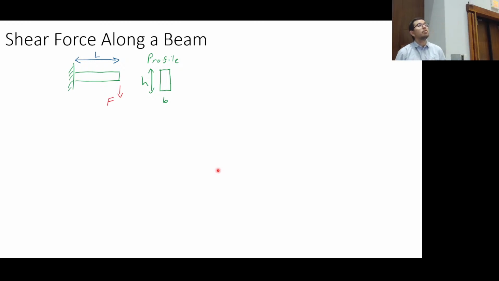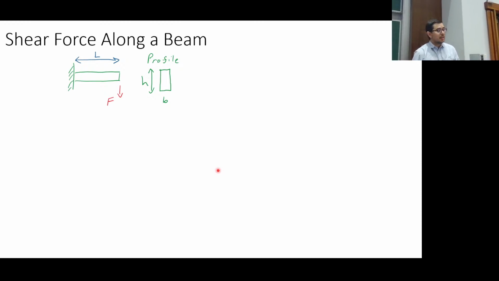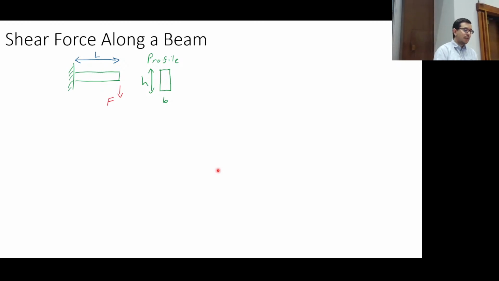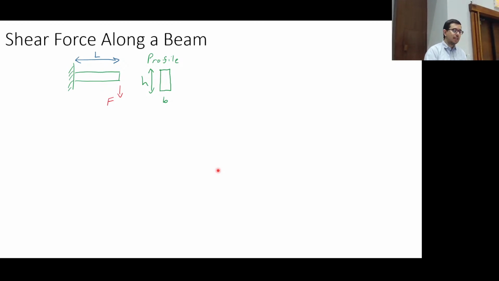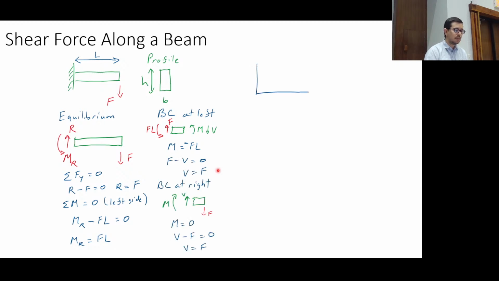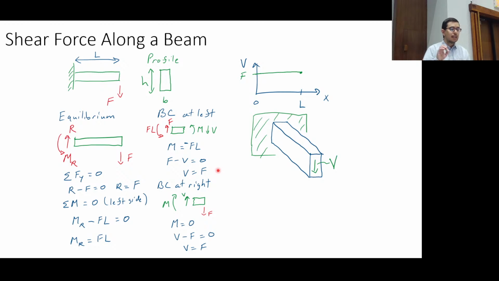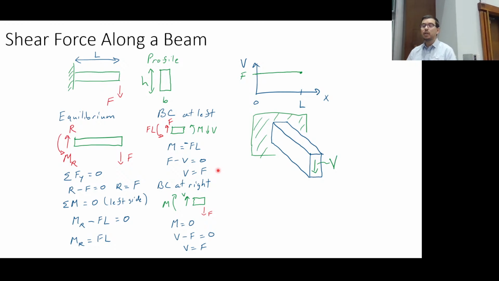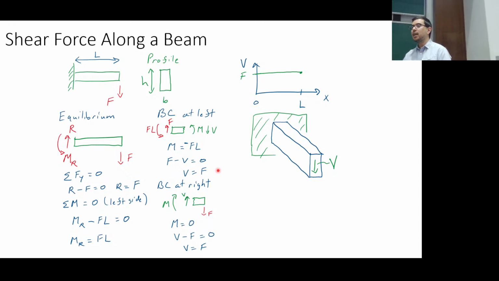Here we go. Shear force along a beam. What does it look like? Once again, we've just got a force on one end, and we can do the external equilibrium, and we do the internal for both. This is just repeating. That's what the shear force looks like across the beam. We've already established this. So V.